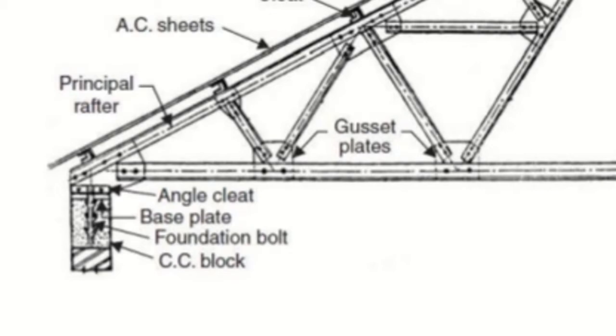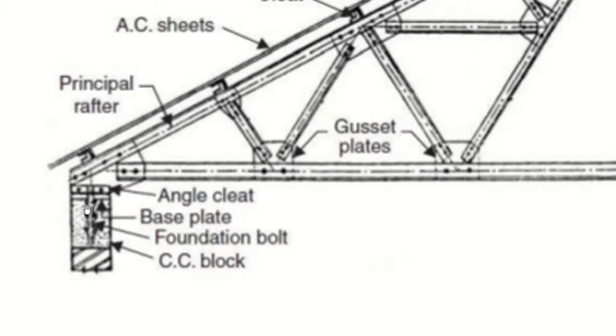If it is a concrete column or a masonry column, then in that case you need to make sure that the bearing pressure will not exceed the permissible stresses in the concrete or in that masonry. So in that case we use this base plate so that the load intensity will come down for the support. And to hold all these together, we have the foundation bolt or the anchor bolt, which are embedded within this column.